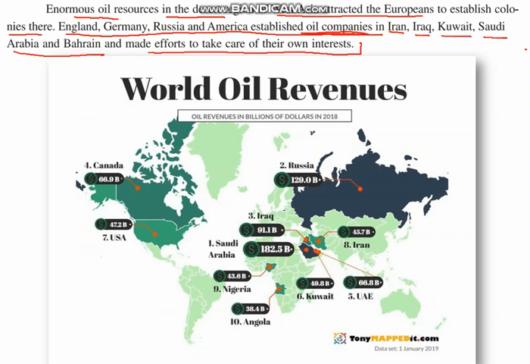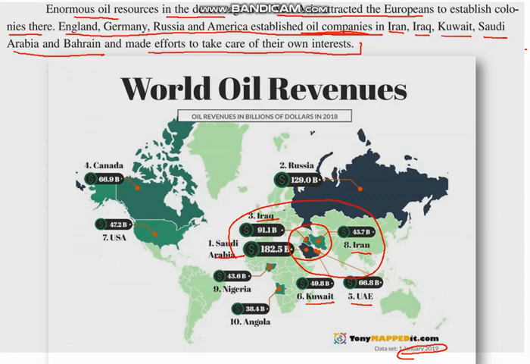Now, this particular photograph is as of 1st January 2019. You can see this part, they were capturing this basic part. Here you can see Iran, Iraq, Kuwait, UAE. These countries, along with Saudi Arabia, are some of the biggest countries and the largest producers of oil in the world. And European countries started establishing their rule in these countries also.